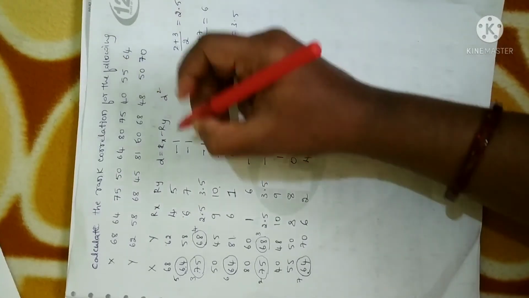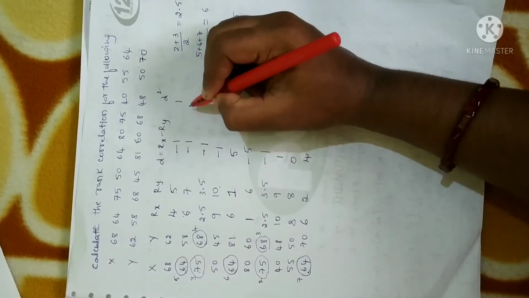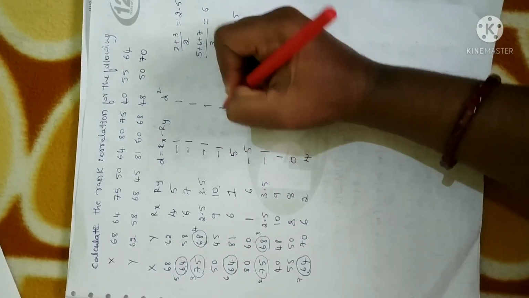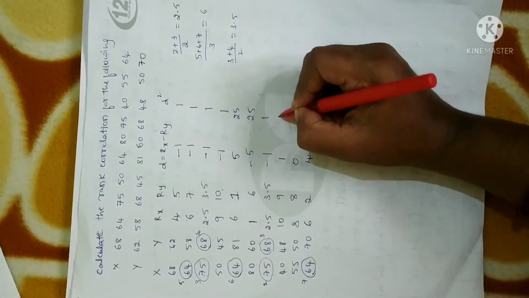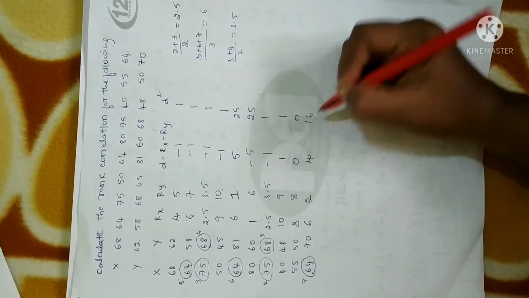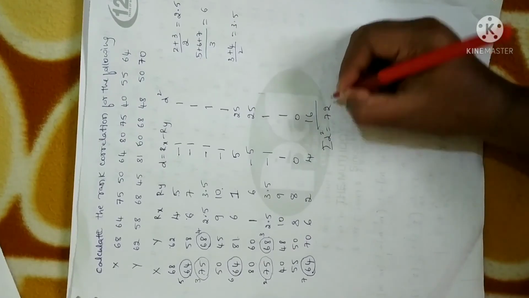Now square the values. Whatever the values you have in D, you just square it. Minus 1 whole square is 1. Minus 1 whole square again 1. It is also 1. 5 square is 25. Minus 5 square is 25. Minus 1 square is 1. Again 1. 0 square is 0. 4 square is 16. Now you add all these values. So you will get sigma D square as 72.